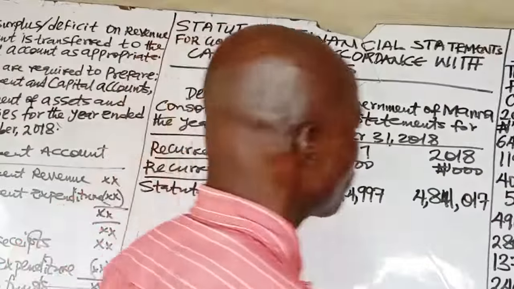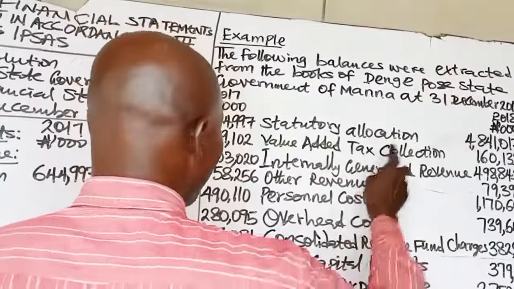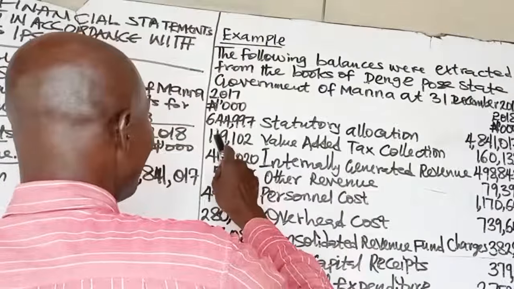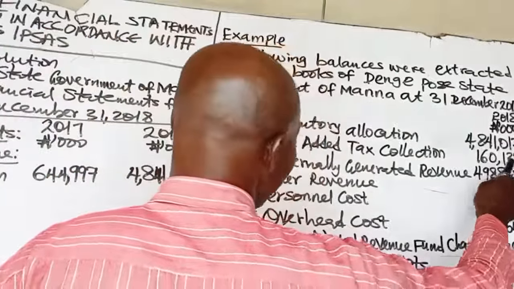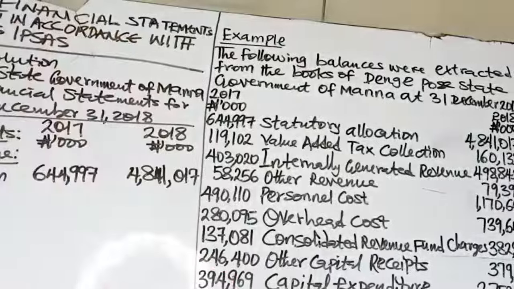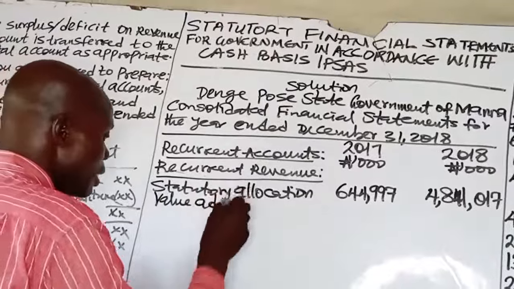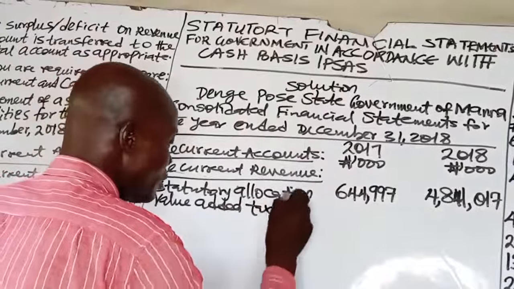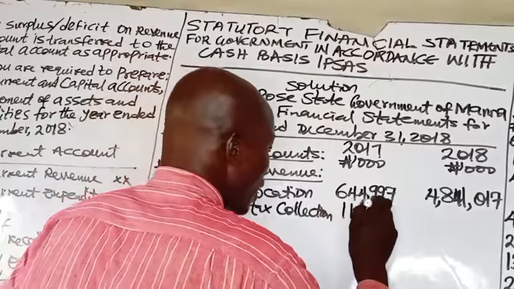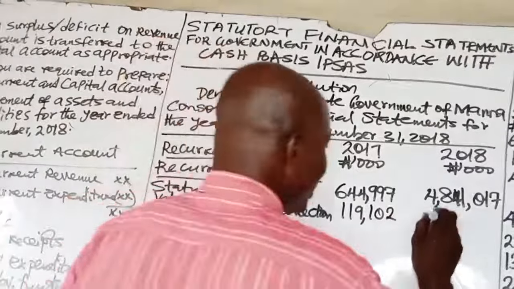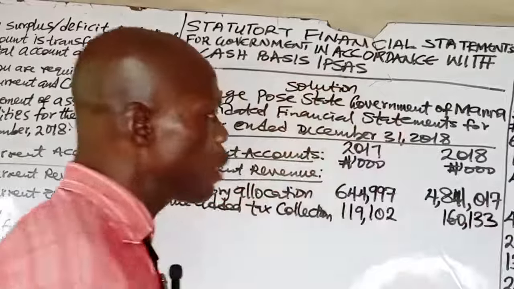Back to the question. Then we have value added tax collection. This is also a revenue item. 2017, we have 119,102, and 2018 amounted to 160,133. Value added tax collection. 2017, 119,102. 2018, 160,133.